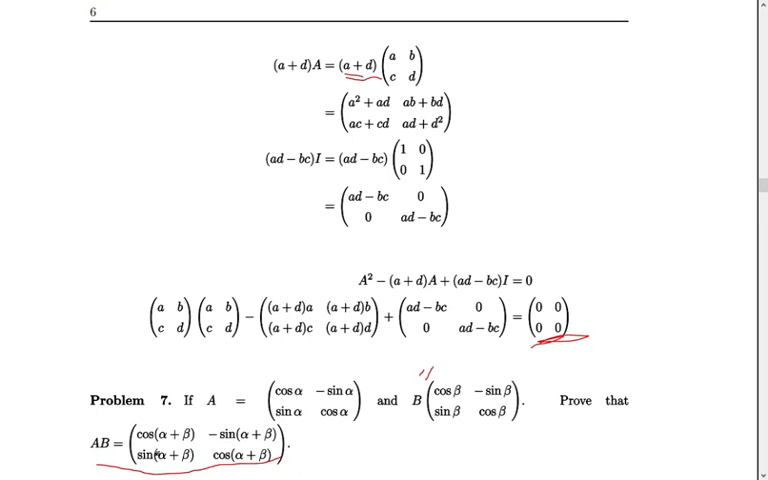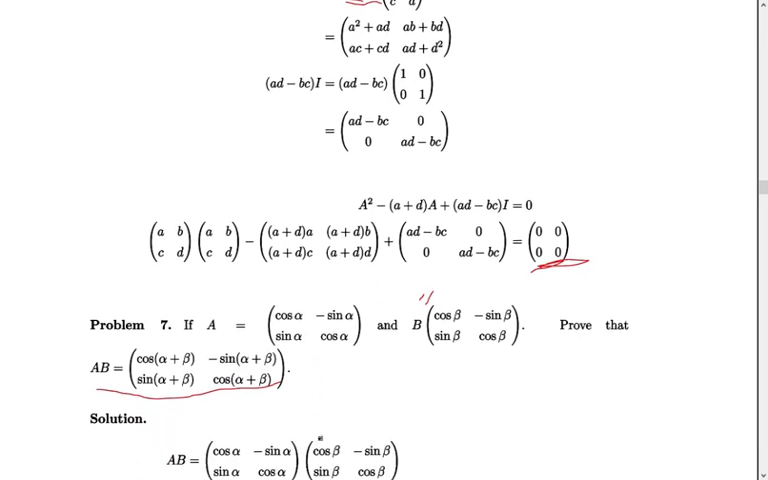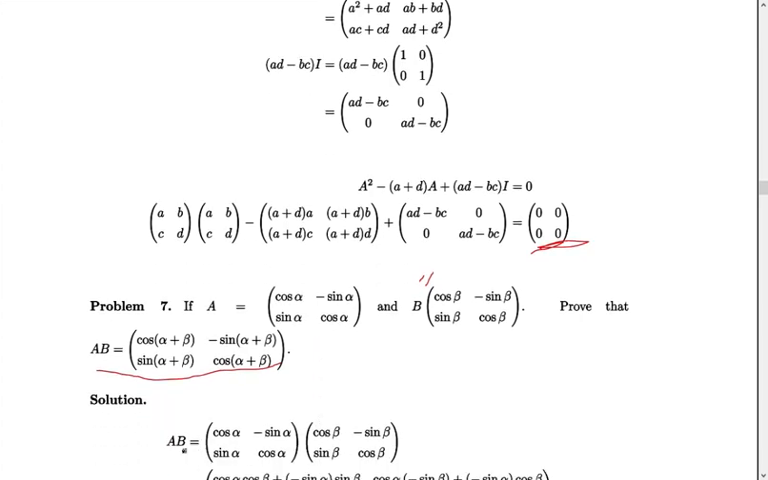What do you know about cos of alpha plus beta? Cos of alpha plus beta is nothing but cos alpha cos beta minus sin alpha sin beta. Okay, that relation is the solution. AB is equal to this value, A is equal to this one, and B is equal to this one. We are going to do matrix multiplication as usual. We take these row vectors and multiply them by column vectors.